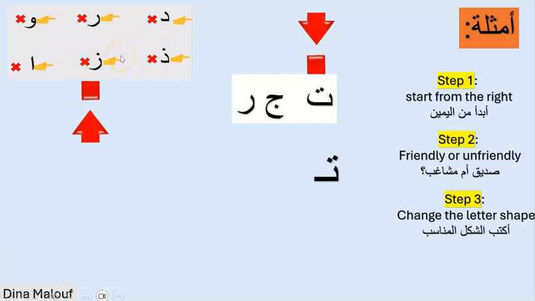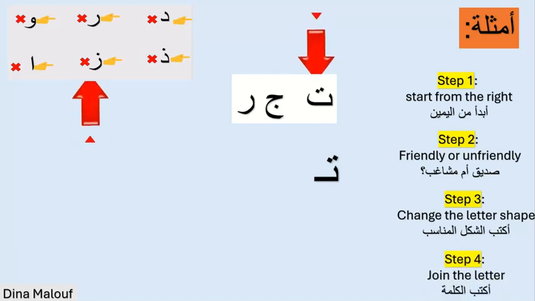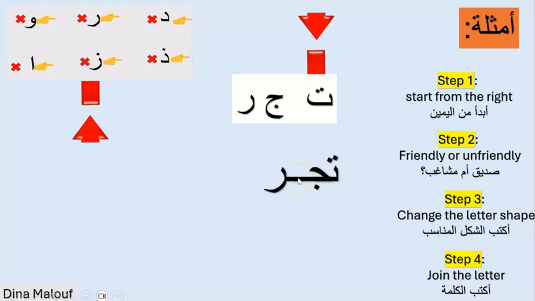Immediately we change it to the other form, the connecting form. The connecting form will immediately have a hand. And then we connect it with the last letter, which is unfriendly. In this case, we add a hand. You see from the right side, it's connecting, but it stays the same.